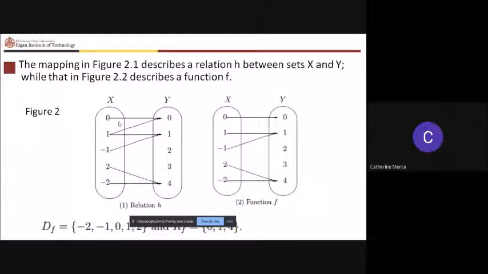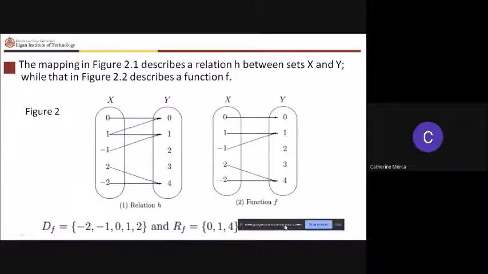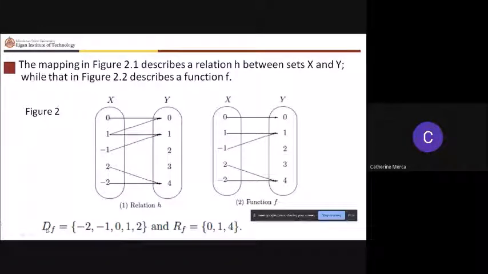So let's take a look at the domain and range. How about the domain and range? If you take a look at this one, the domain here is 0, 1, negative 1, 2, negative 2, and it is illustrated by D sub F. As for the range, 0, 1, 4. The ones here are the pre-images, and the ones here you call images. So the image of 0 is 0, the image of 1 is 1, the image of negative 1 is 1, the image of 2 is 4, and the image of negative 2 is 4.